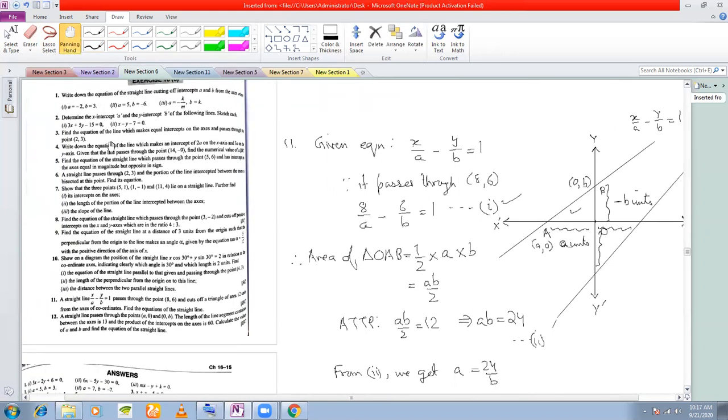X by A minus passes through 8, 6. Oh, okay, okay. 8, 6. This is okay. Passes through 8, 6.